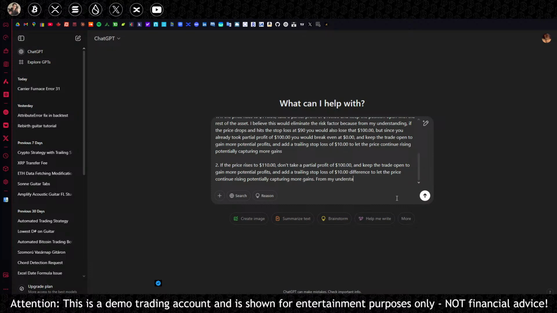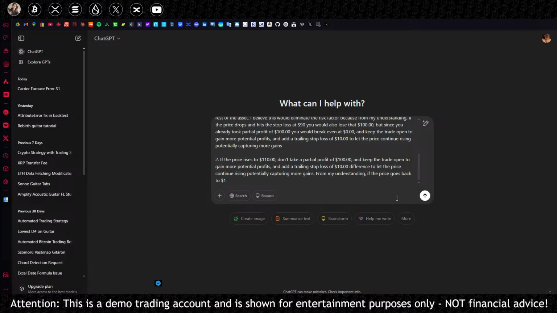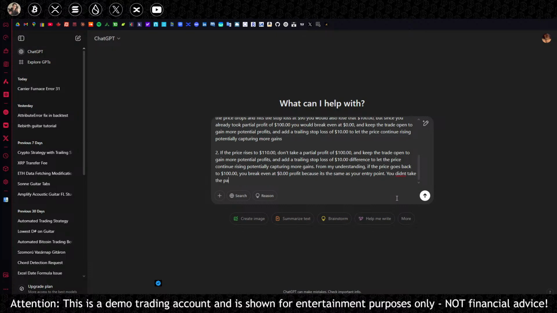From my understanding, if the price goes back to $100, oh my gosh, 100, you break even at 0 profit because it's the same as your entry point. You didn't take the partial profit when the price rose to 110. Okay, so that's one part of it.